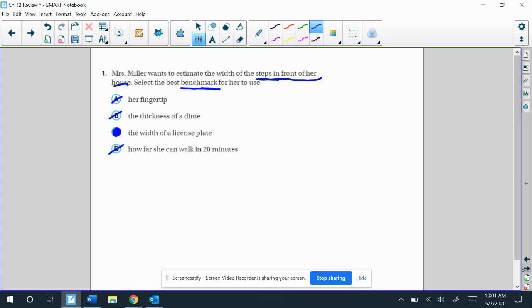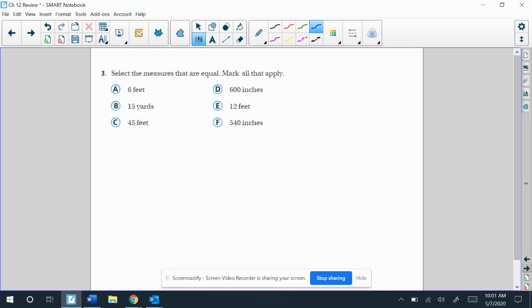All right, here's the next one. Give it a try. All right, let's see how you did. It wants us to select measures that are equal. So in order for us to select measures that are equal, we need to look at the measurements: feet, yard, and inches. Okay, so we need to find all the things that are equal to feet, yard, and inches.